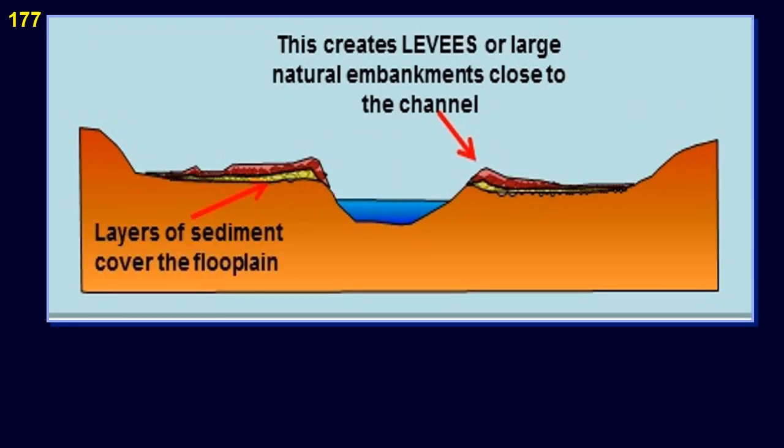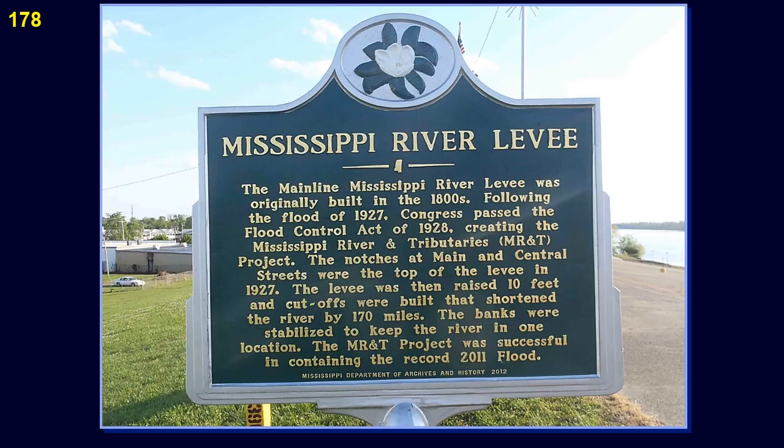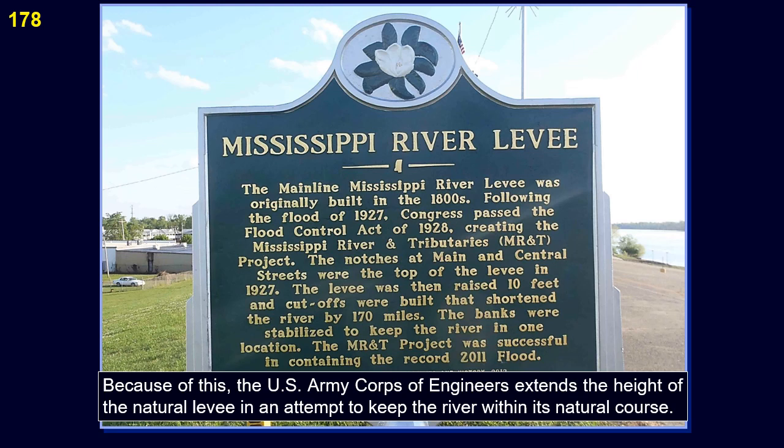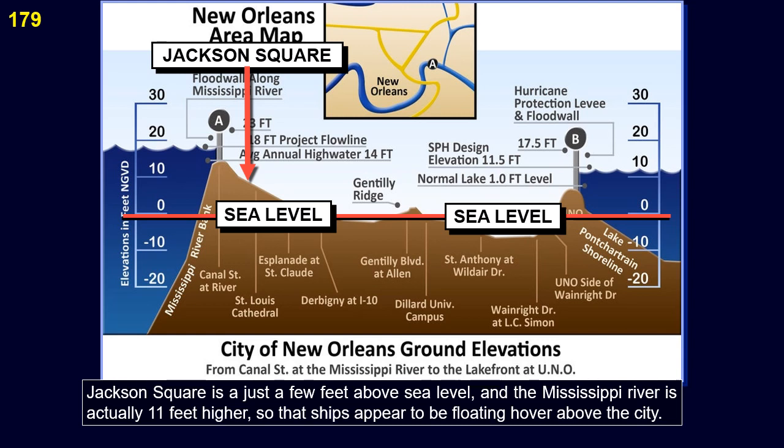Only the natural levee along its banks is higher than the river's surface. And since the levee is only a foot or two higher than the river's surface, the river is naturally prone to overflow this levee and inundate the lowland around it. Because of this, the U.S. Army Corps of Engineers extends the height of the natural levee in an attempt to keep the river within its natural course. Jackson Square is just a few feet above sea level, and the Mississippi River is actually 11 feet higher, so that ships appear to be floating above the city.